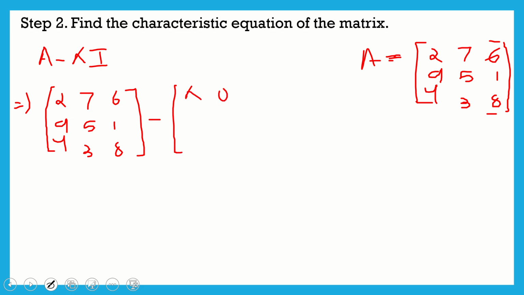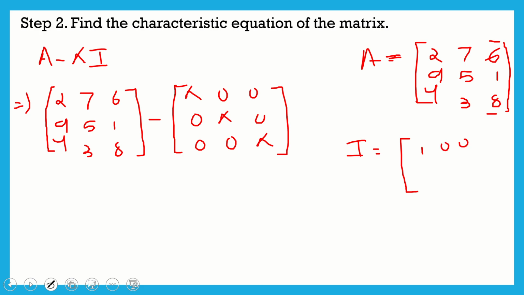So lambda into I, you will get lambda 0 0, 0 lambda 0 and 0 0 lambda. You know the I value, I is 1 0 0, 0 1 0, 0 0 1. If you multiply it with lambda, every element is multiplied with lambda. This 1 becomes lambda and 0 into lambda becomes 0. So this is the answer ultimately. Okay, so I'm erasing this one.